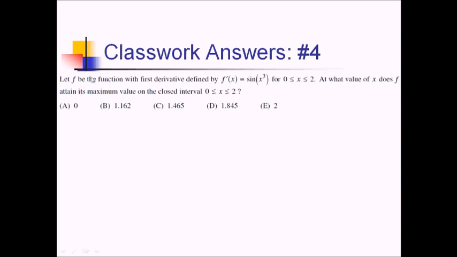For this problem, f is the function with a first derivative defined as f prime equals sine of x cubed from 0 to 2. We want to know at what value of x f attains its maximum value on the interval from 0 to 2. So this one's a little bit tricky because, for one thing, they didn't actually give you any values of the f function. They gave you the derivative, but we don't actually know what f equals at any particular x value.